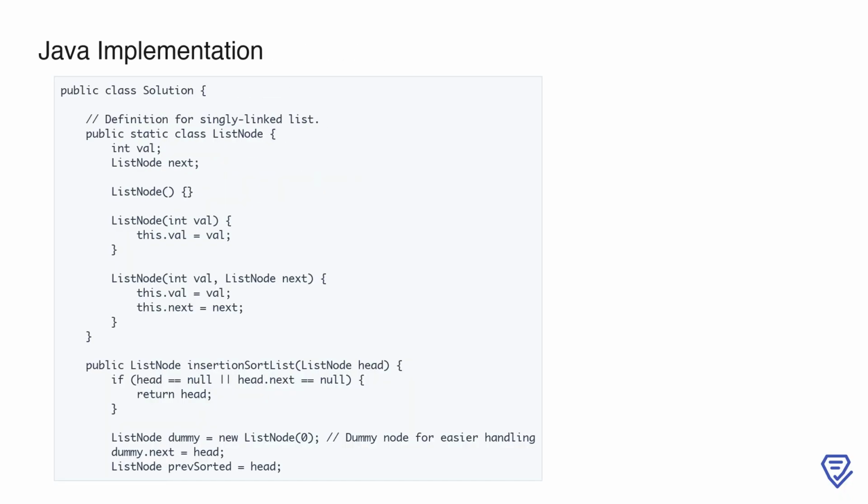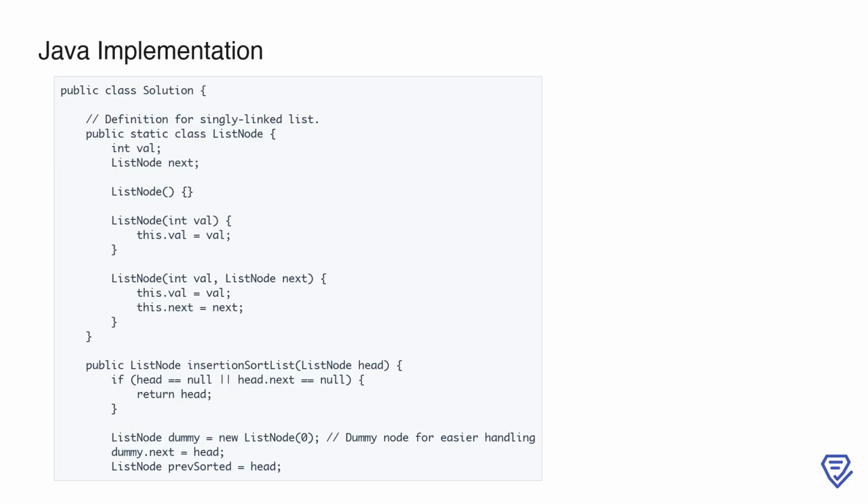Here, we begin by defining the structure of a singly linked list through the list node class. This class has three constructors, one for an empty node, one for a node with a value, and another for a node with both a value and a reference to the next node. This flexibility allows us to create linked list nodes in various ways.